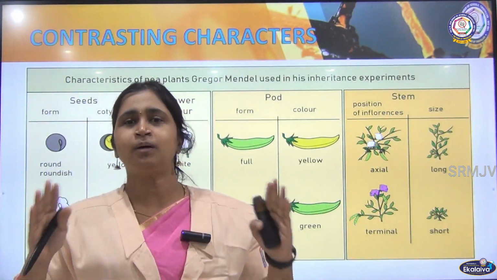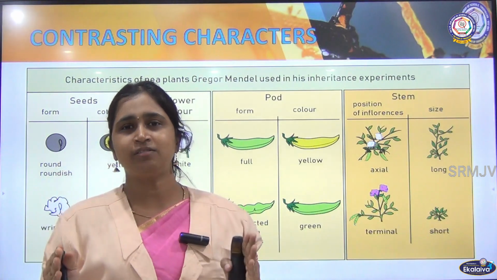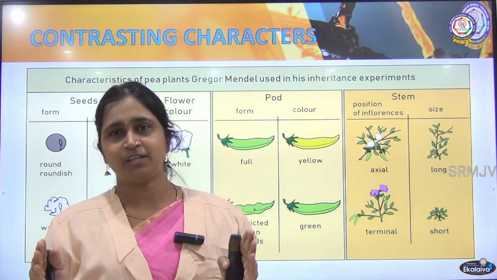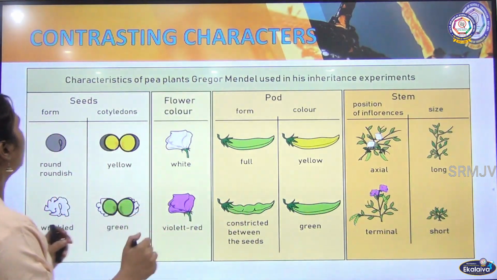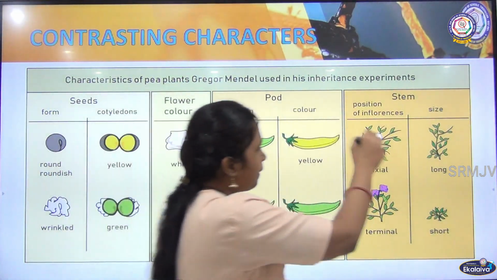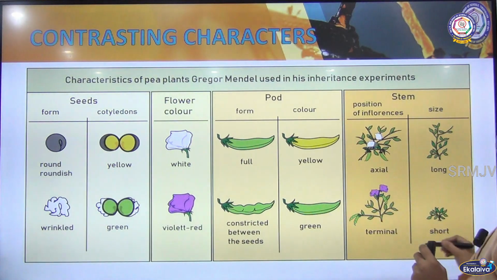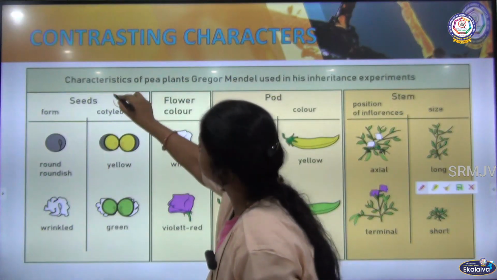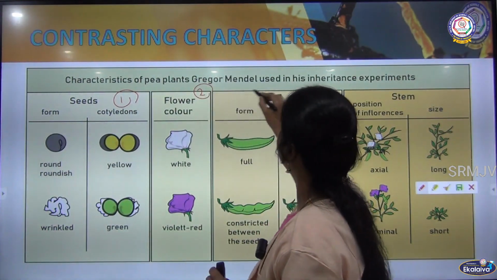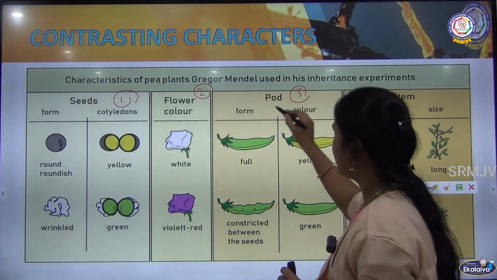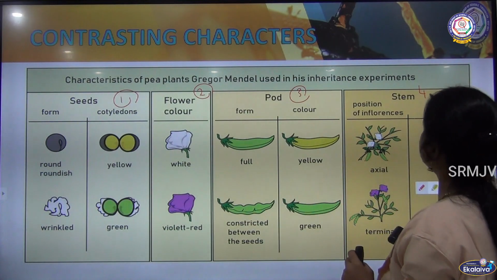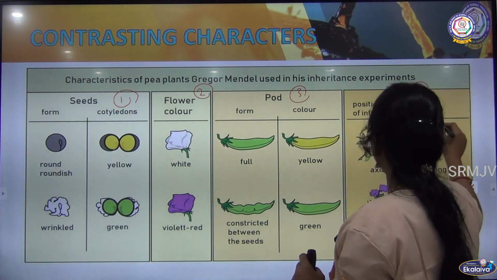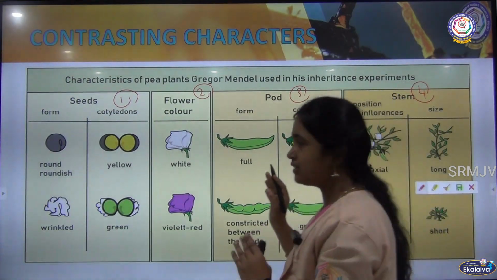So, here so many terminologies we are going to explore. So, listen carefully. First, the plant we will take is the pea plant, Pisum sativum. In the pea plant, you can see the parts of the plant here. First we have taken the seeds, then the flower color, then pod form as well as color, then stem, position of inflorescence, nothing but flower, and then size. So, one by one we will see in detail.